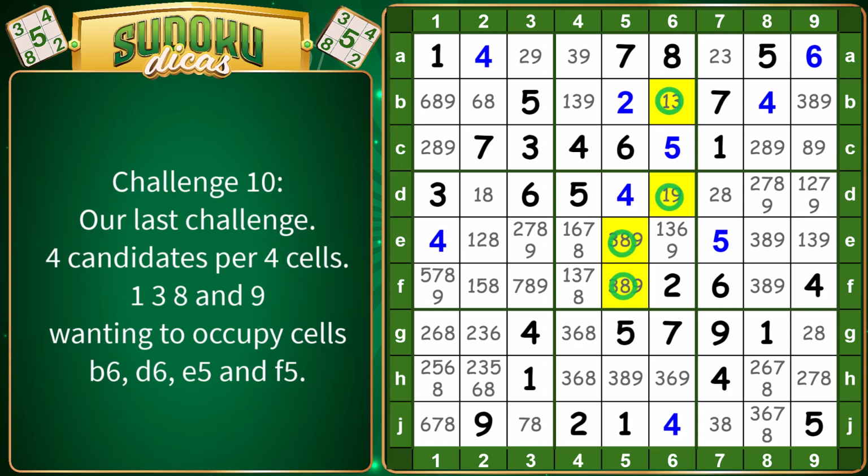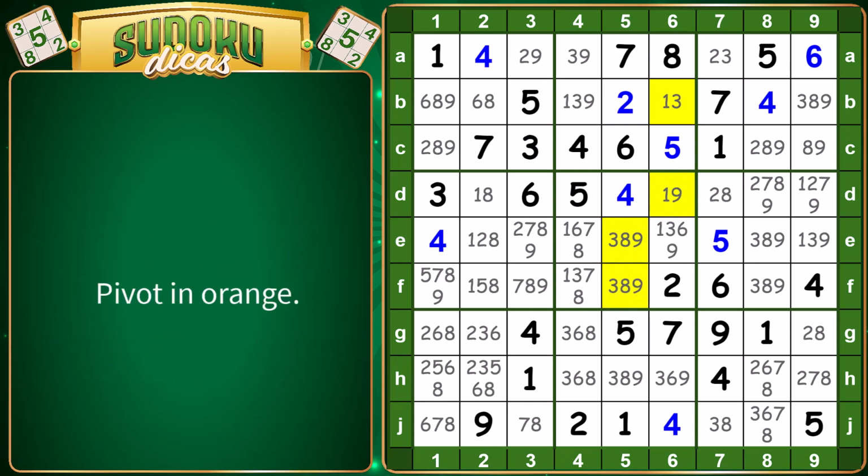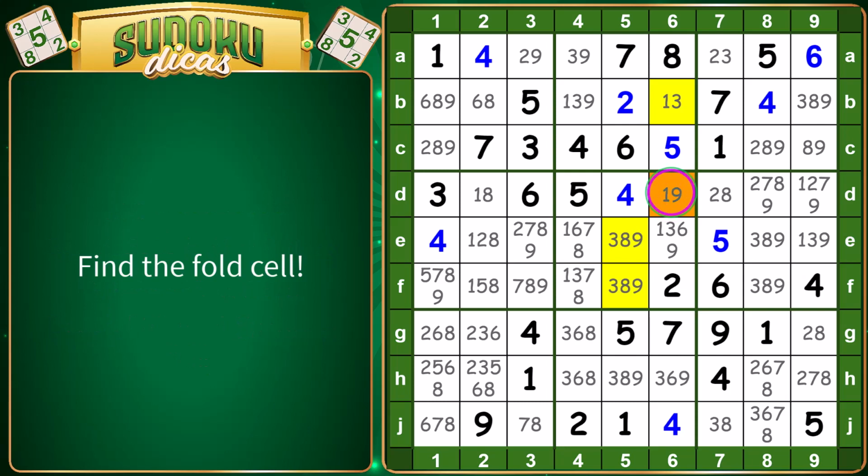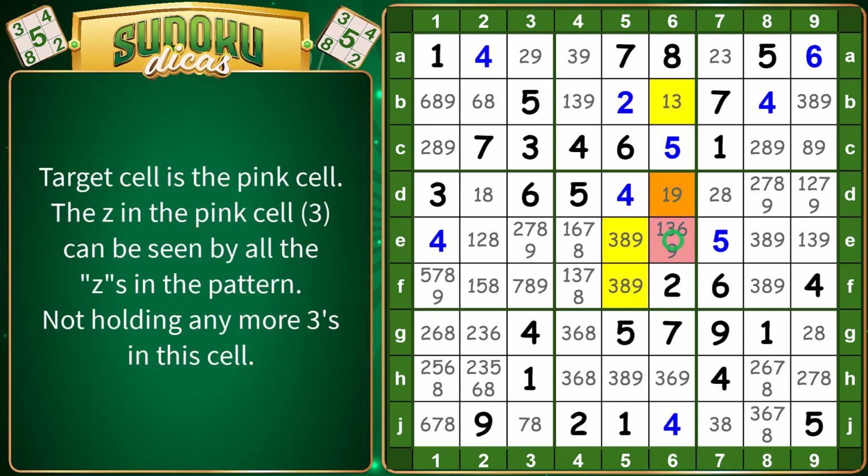Challenge 10. Our last challenge. 4 candidates per 4 cells. 1, 3, 8 and 9 wanting to occupy cells B6, D6, E5 and F5. Pivot in orange. Non-restricted candidate is the 3 that is present in both block 5 and column 6. Find the fold cell. Target cell is the pink cell. The Z in the pink cell, 3, can be seen by all the Z's in the pattern. Not holding any more 3s in this cell.